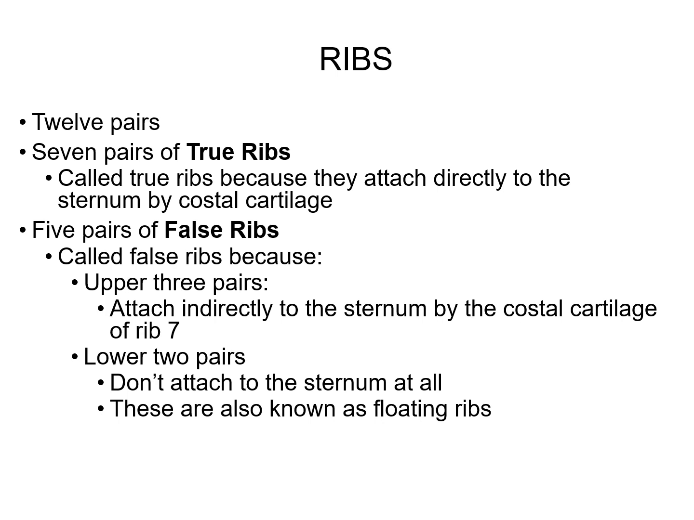Okay, with the ribs, nothing too crazy. We have 12 pairs for a total of 24. The top 7 pairs, or the superior 7 pairs, are what we call true ribs. What that means is that rib has costal cartilage that connects directly to the sternum. So I'll do a rib in black, and then here's our sternum.